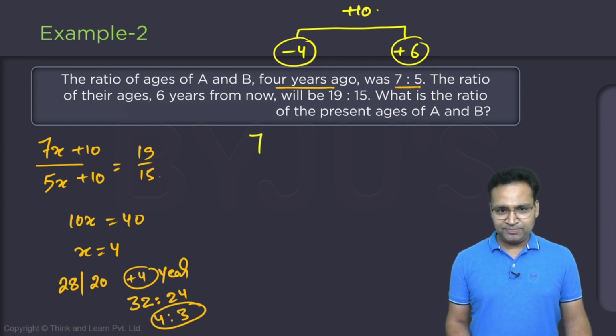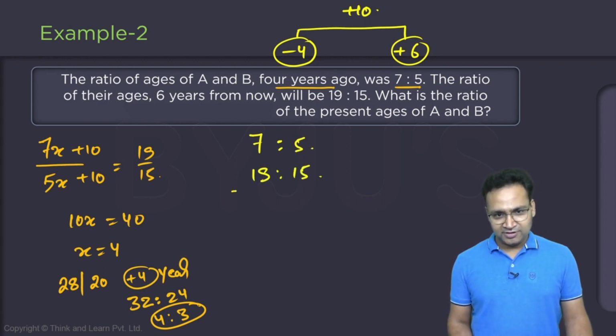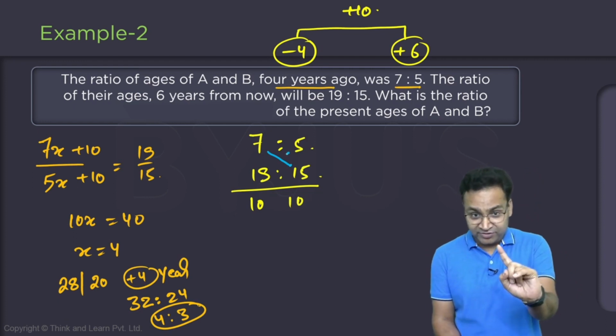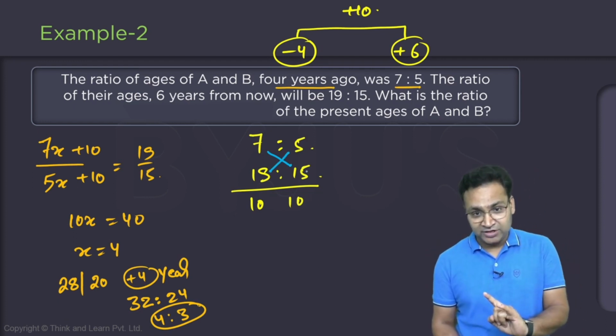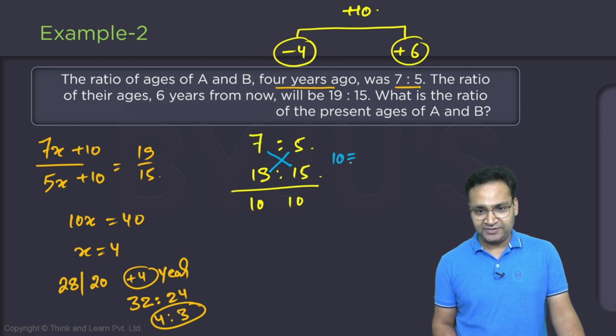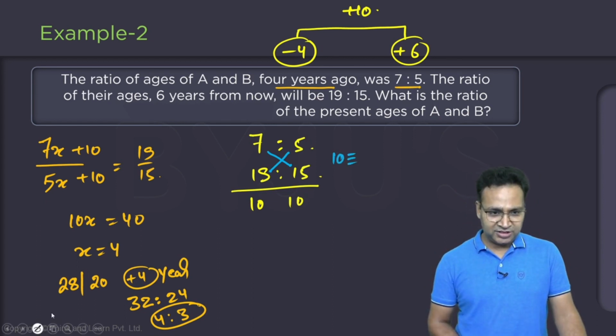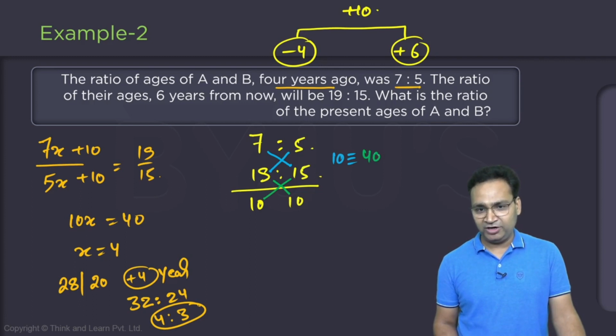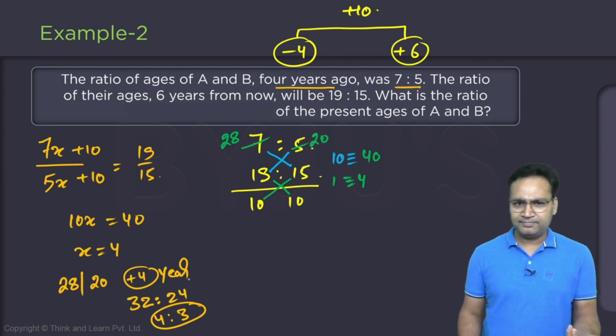Can it be done by the double cross method? Yes. I can say the previous ratio was 7:5. The new ratio was 19:15. And the time difference is 10 years. That's a double cross only. 15 sevens are 105. 19 fives are 95. 105 minus 95 is 10. Clear? 15 tens are 150. 19 tens are 190. 190 minus 150 is 40. So 1 is equal to 4. So the ages are 28 and 20. Again the same story. Fine.